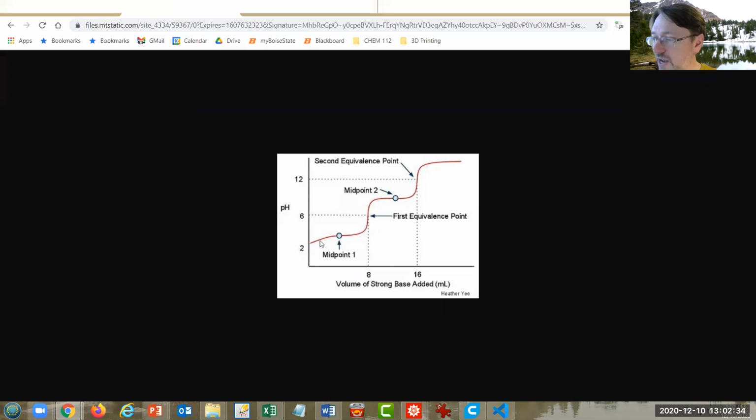the first deprotonation step. If you look at the second deprotonation step, you find its equivalence point here at 16, which you'll notice is twice the 8 that you had. Halfway in between those, so at 12 milliliters added, is going to be the second midpoint. And so you can find that very precisely. You look over at the pH, and that is the pKa for the second deprotonation step. That's all there is to it.